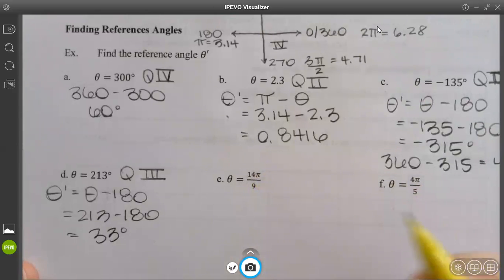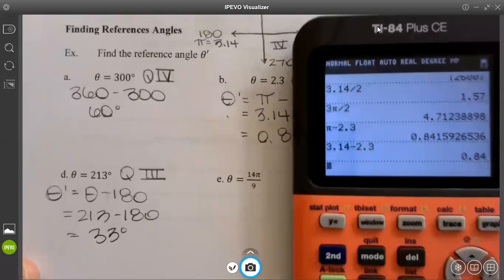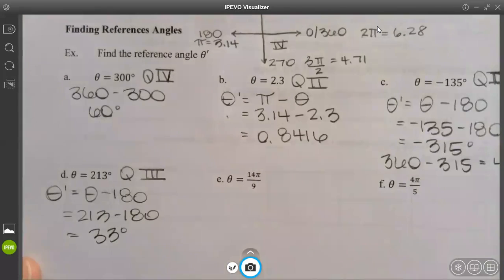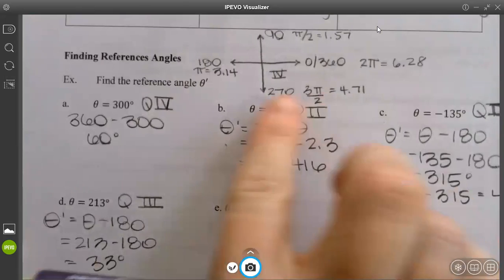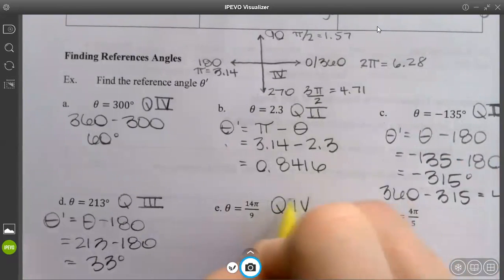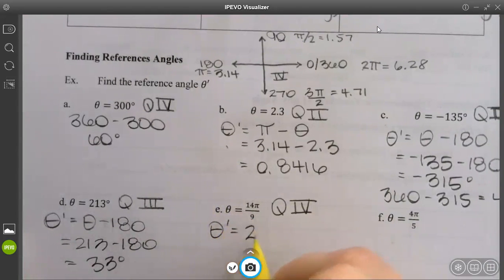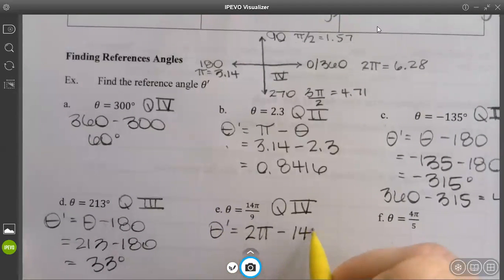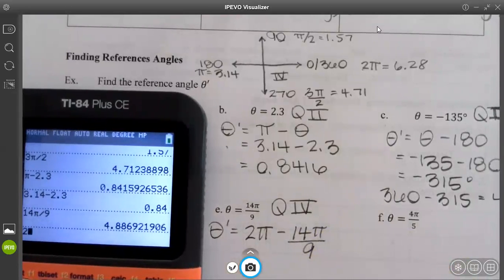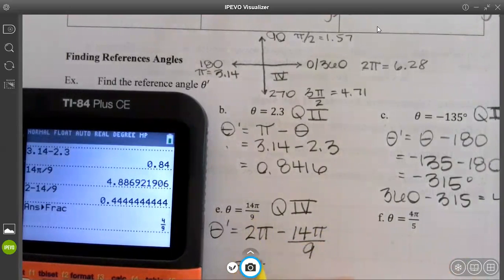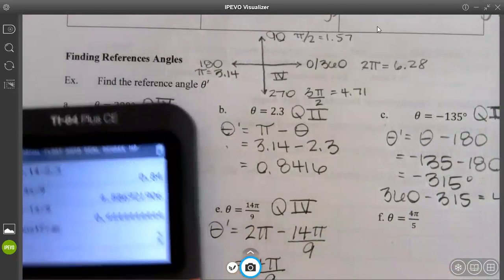14 pi over 9. How would I figure out what that one is? So let's see what the decimal is. 14 pi over 9 is 4.88. Where would it be? Look up here. Quadrant 4. Quadrant 4 says your reference angle is 2 pi minus your angle. Remember, in your calculator, you would just do 2 minus 14 over 9, put it in a fraction form. 4 pi over 9. That's it.